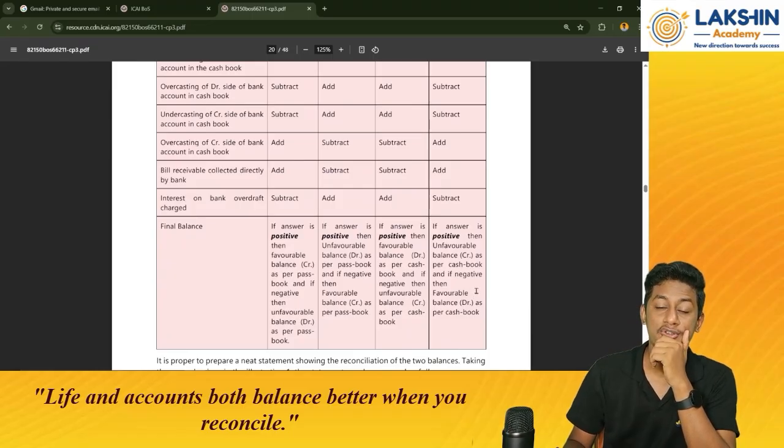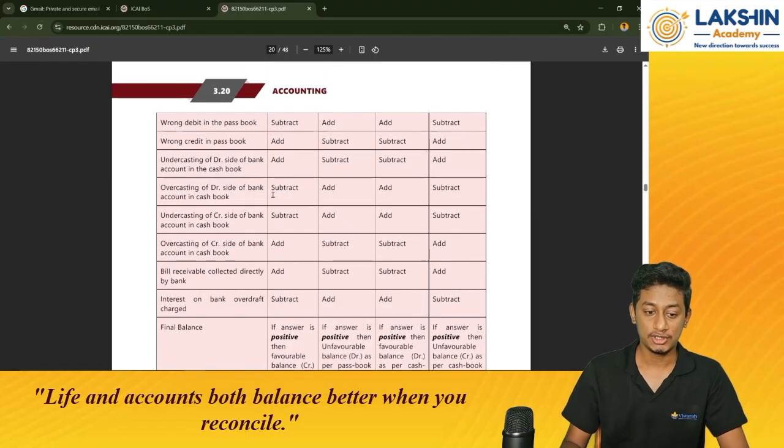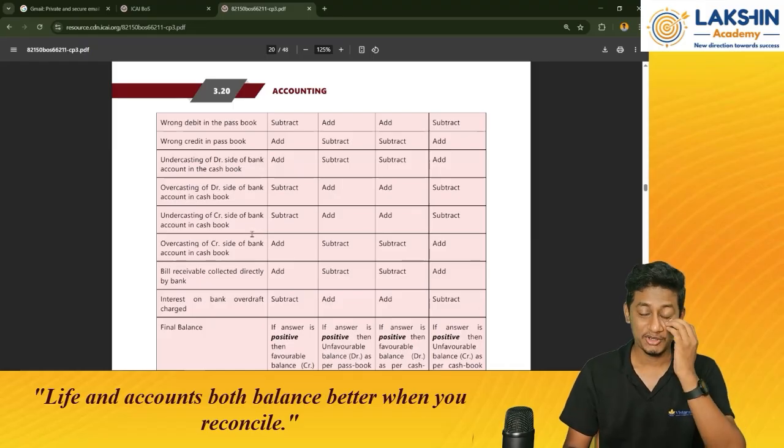So what will you do? You should sit and learn the whole thing by heart. So depending on each scenario, what happens? Undercasting of the debit side, undercasting of the credit side and all. No need of doing that.